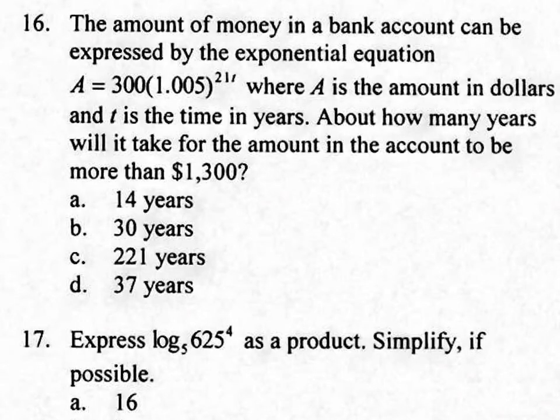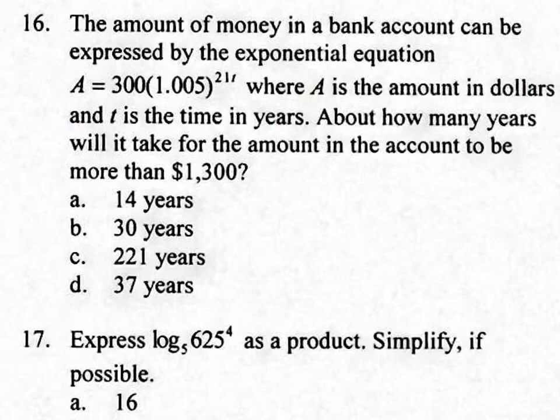Oh, word problems. I hate word problems because I don't like reading. Okay, come on, let's get over it. Let's just read this thing. The amount of money in a bank account can be expressed by the exponential equation. Here's your equation right here. The amount is 300, which is the initial amount, times 1.005, which is the interest rate that you're earning, and then 21 times t, where t is years, the time. It says A is the amount in dollars and t is the time in years.